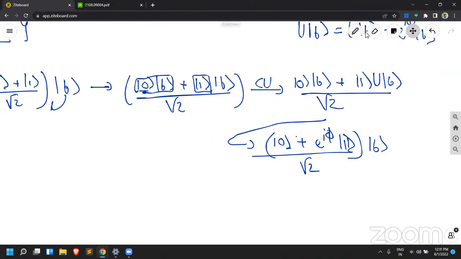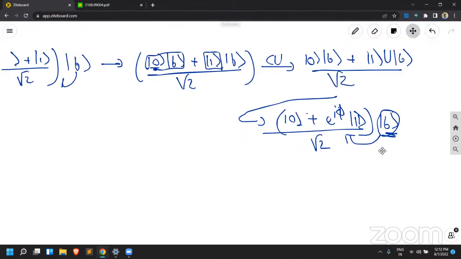Okay, so I've taken B common and I've applied U and I got the phase over here. So basically we can see that we are able to bring the phase or the eigenvalue of B vector onto some other qubit, right? So this is known as phase kickback. Basically we are kicking back the phase of this particular vector onto some other qubit. So that's why it is known as phase kickback.